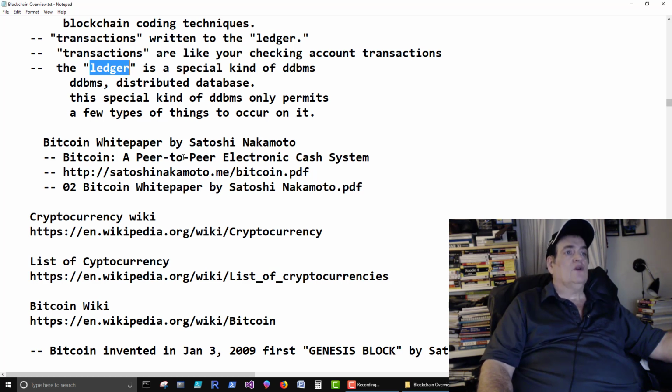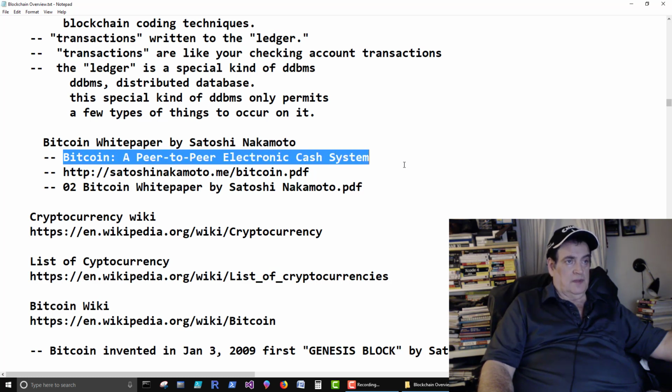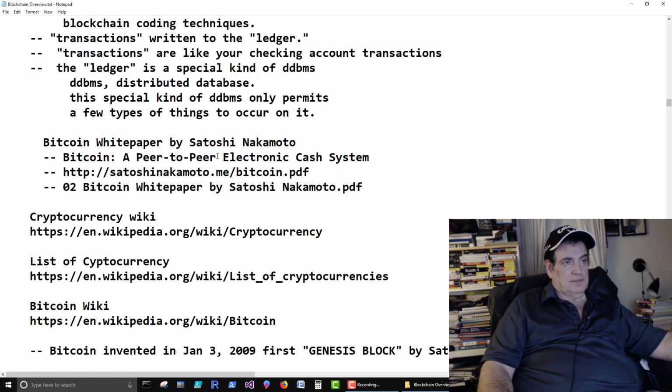Bitcoin was invented by this fella here, Satoshi Nakamoto. He came out with a white paper. The name of the white paper is Bitcoin, a peer-to-peer electronic cash system. So this peer-to-peer thing, that's the very important part. Peer-to-peer means computer to computer. From your home computer to your buddy's home computer, and so on. Peer-to-peer.